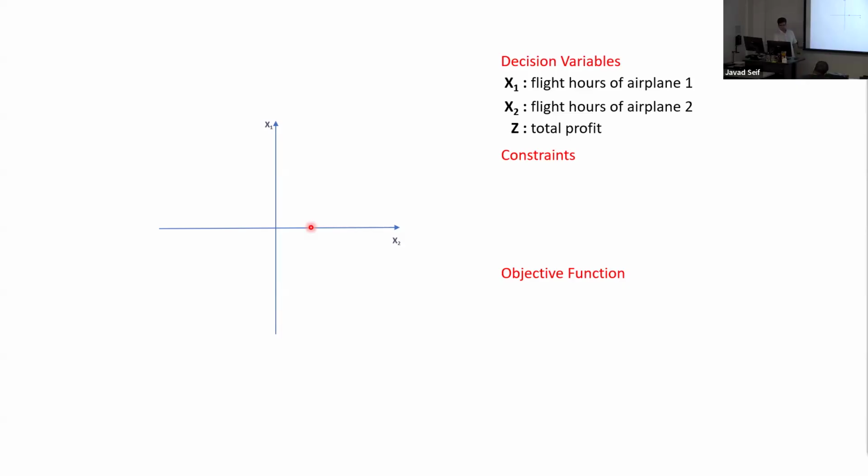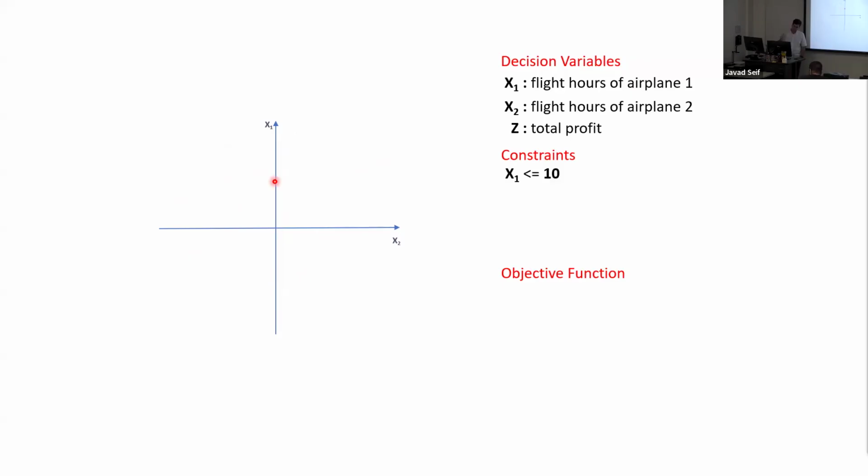This point tells you that flight hour of airplane 1 should be 0. Flight hour of airplane 2 is some positive number. This one says, let airplane 1 and 2 fly each for 1 hour. Here, 0 hours, both. So all the points here, which we have infinite of, are solutions. And we call this the solution space.